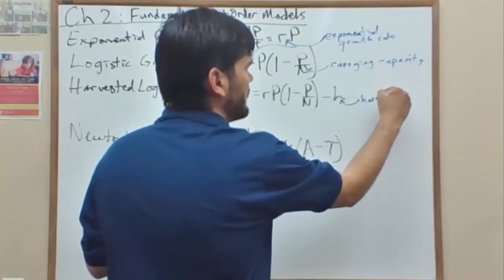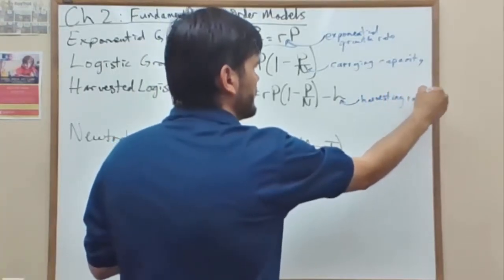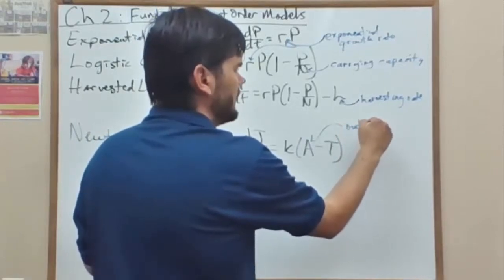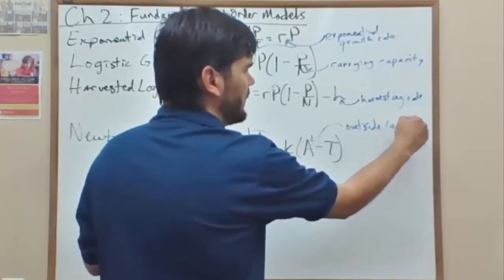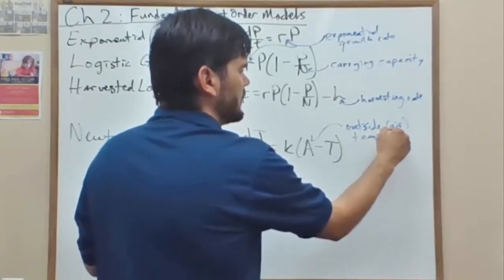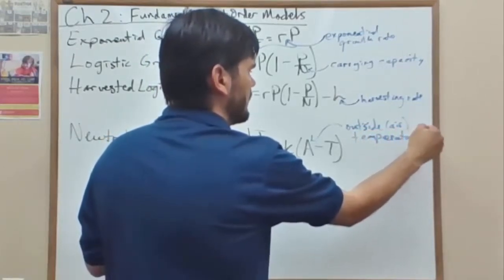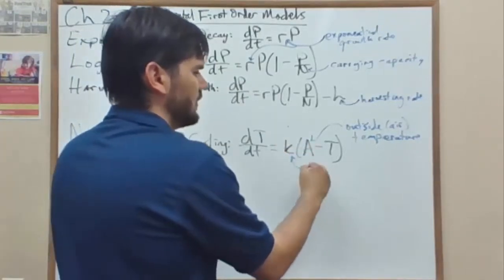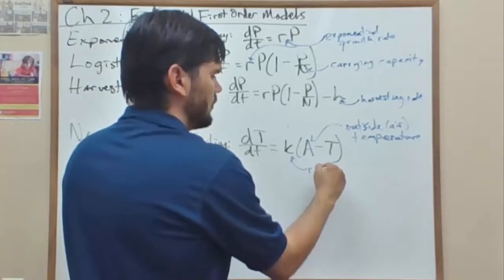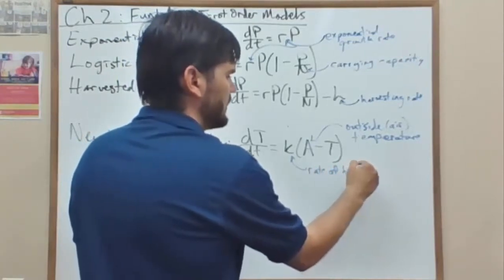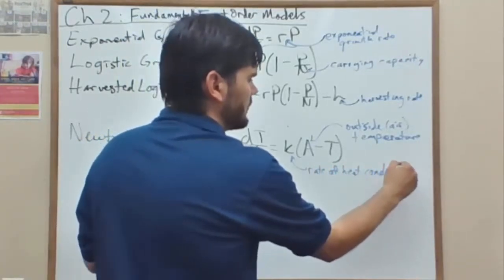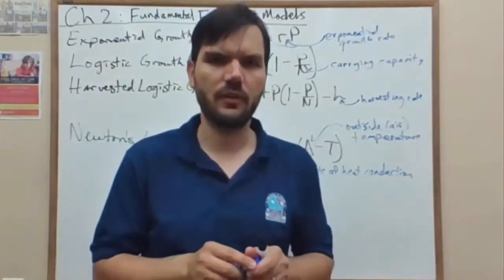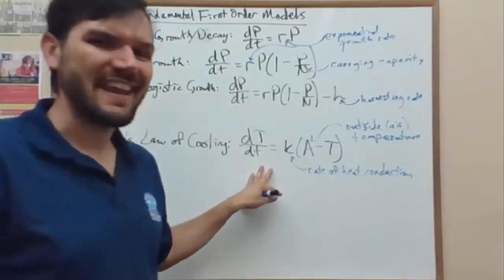I'll put that up there, harvesting rate. Here we have the outside, usually the air temperature, and on the bottom we have the rate of heat conduction. Thermal conductivity is the term we use for that. So this goes into thermodynamics.